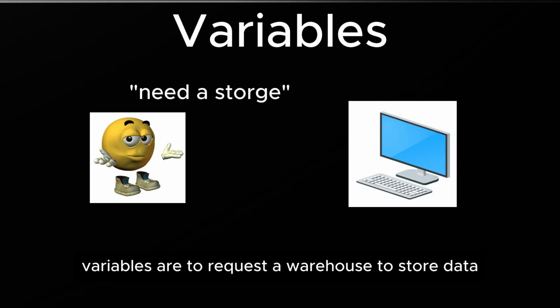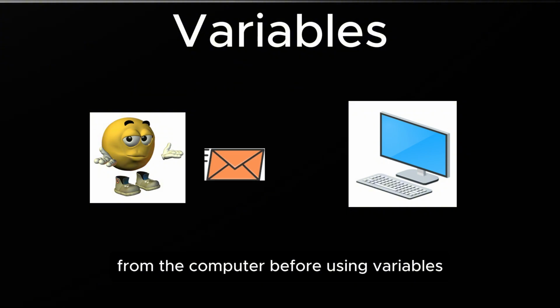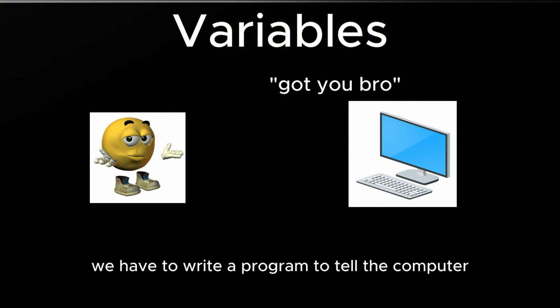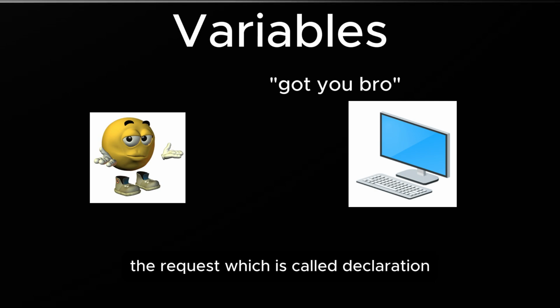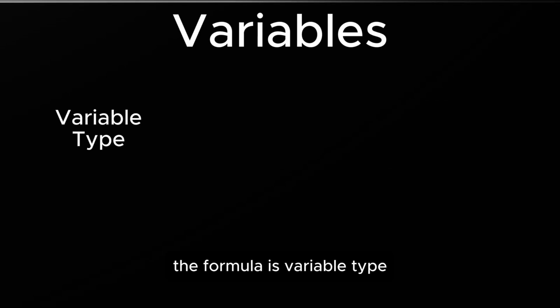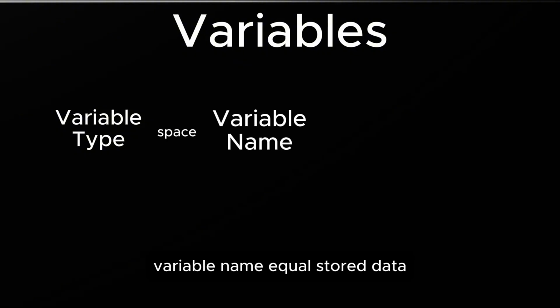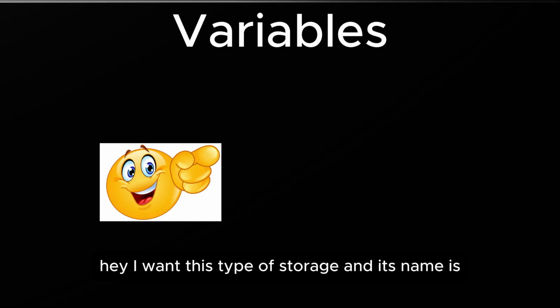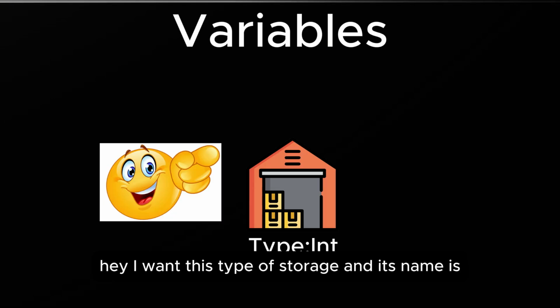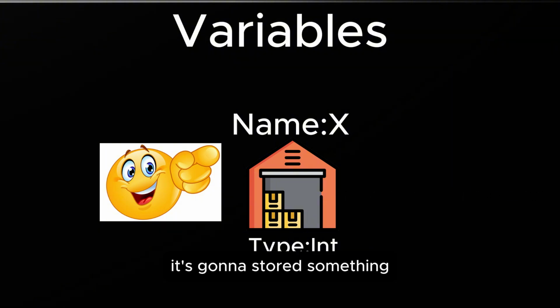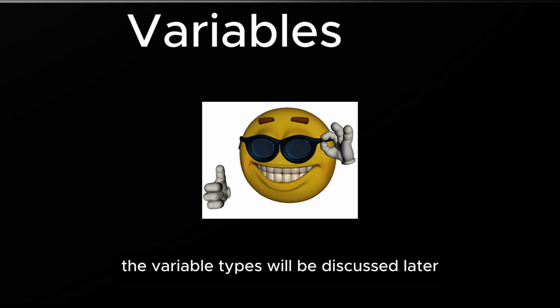Finally, we have to enter variables. In human terms, variables are to request a warehouse to store data from the computer. Before using variables, we have to write a program to tell the computer the request, which is called declaration. The formula is variable type, variable name equals stored data. You're basically telling the computer, hey, I want this type of storage, and its name is this, it's going to store something. The variable types will be discussed later.